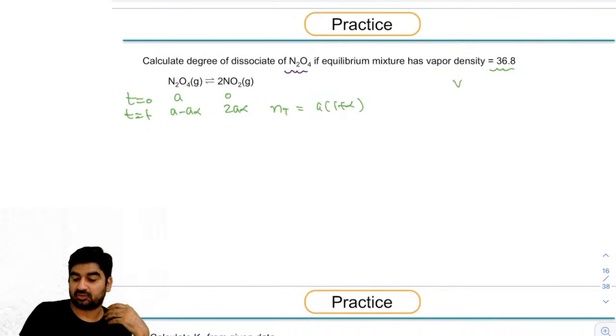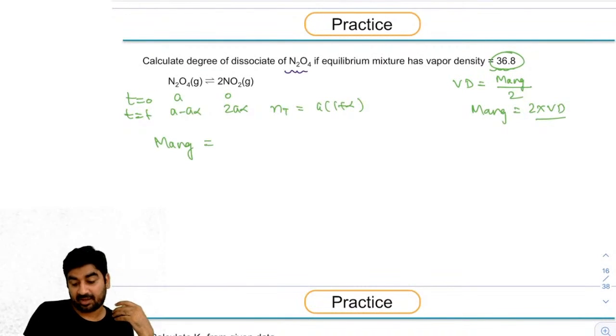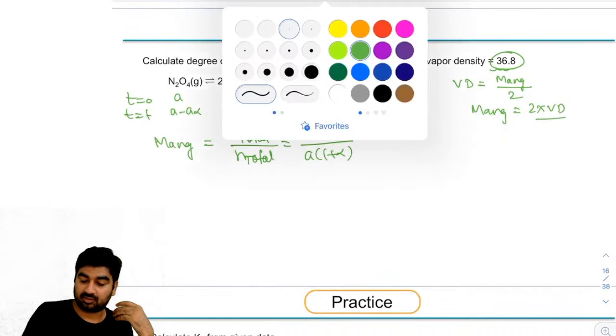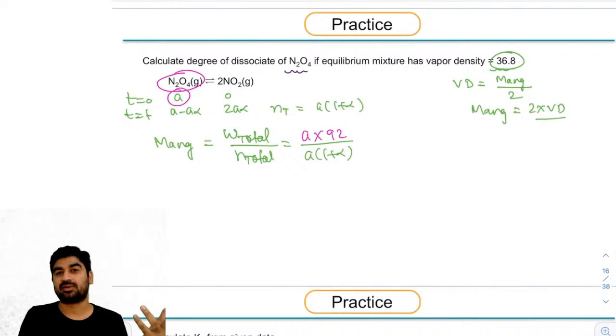Now vapor density, you know that vapor density is M average by 2. So M average you can calculate as 2 into vapor density. What is the formula for M average here? M average will be weight total over N total. Total moles are A into 1 plus alpha. And what is the total weight? A into 92, because I have taken A moles.